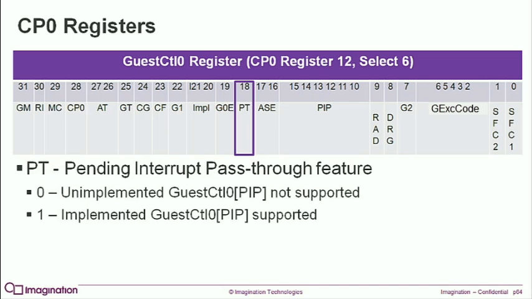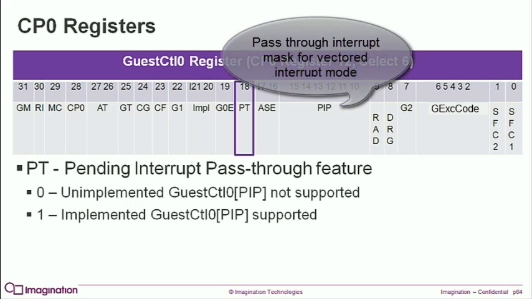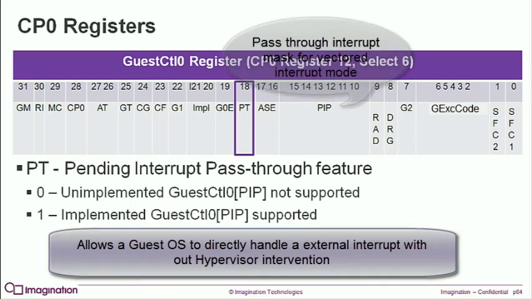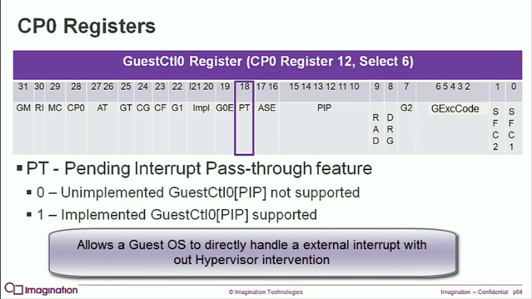The PT bit determines if the pending interrupt pass-through feature has been implemented. If this bit is set, external interrupts are passed through from the root context if enabled by the mask in the guest control 0 PIP bits. This is the way the hypervisor allows the guest to directly handle an external interrupt without hypervisor intervention.